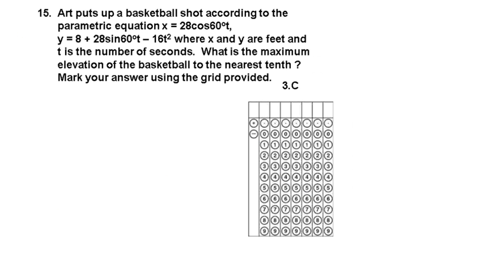Art puts up a basketball shot according to the parametric equation x equals 28 cosine 6 degrees t, y equals 8 plus 28 sine 6 degrees t minus 60 t squared, where x and y are feet, and t is the number of seconds. What's the maximum elevation of the basketball? Round to the nearest tenth. Mark your answer using the grid provided.